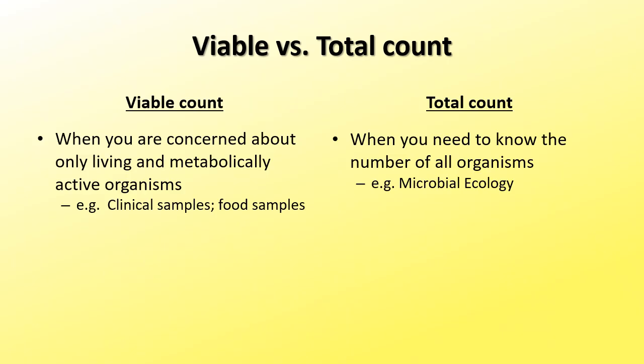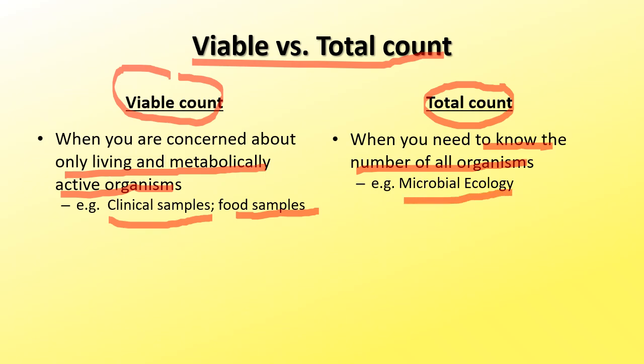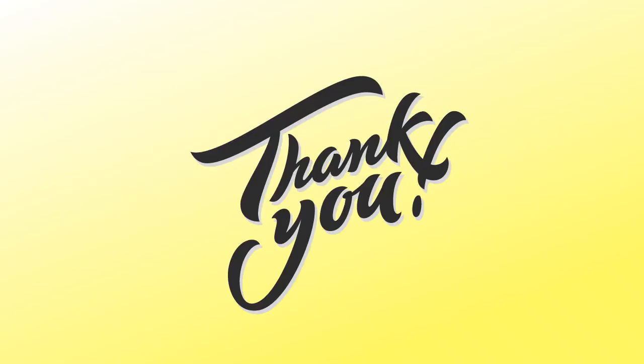Okay, we are done with viable and total cell count. For now, remember that viable count is valid if you are concerned only with living and metabolically active organisms, which is very crucial for clinical samples and food samples. On the other hand, total count is used to know the total number of cells in a particular sample, including dead and live bacteria, and is quite relevant when you want to study microbial ecology. So we are done with techniques in microbiology.